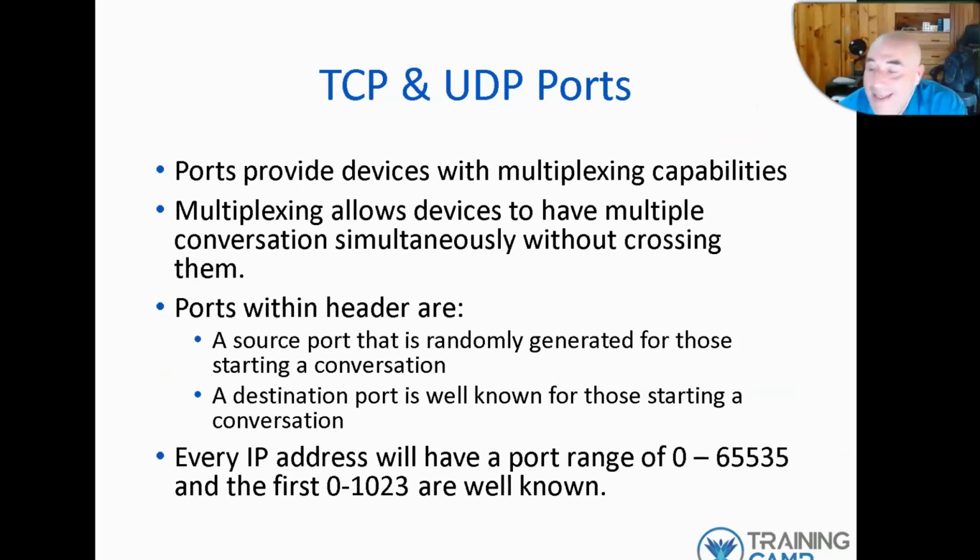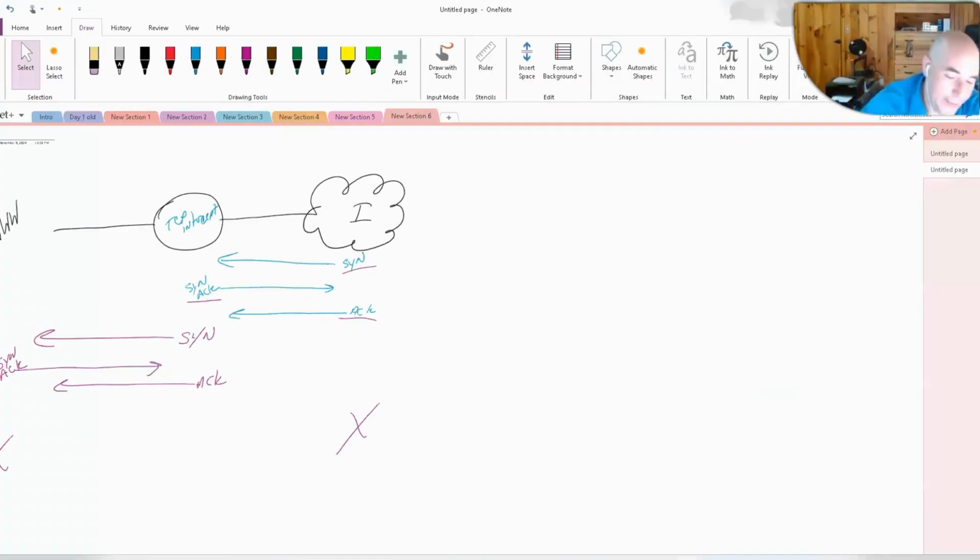When it comes to TCP and UDP, what's one of its biggest concepts? It's ports. And why are ports important? They provide the idea of multiplexing. Why is that necessary? Well, having a device support more than one service at a time is quite common.